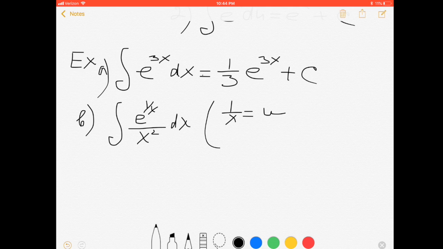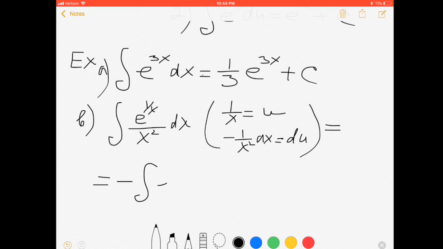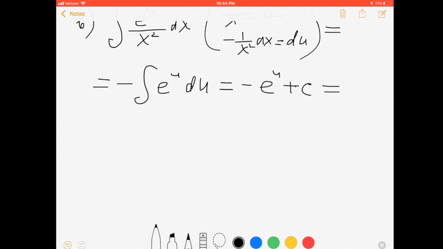Let's call it u. Then the derivative will be minus 1 over x squared dx, it will be du. This means exactly what we have, except we don't have the minus. So here it will be minus the integral of e to the u du. That gives us minus e to the u plus c, which is equal to minus e to the 1 over x power plus c. Great.